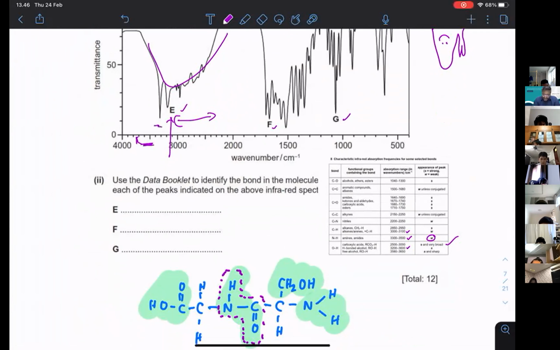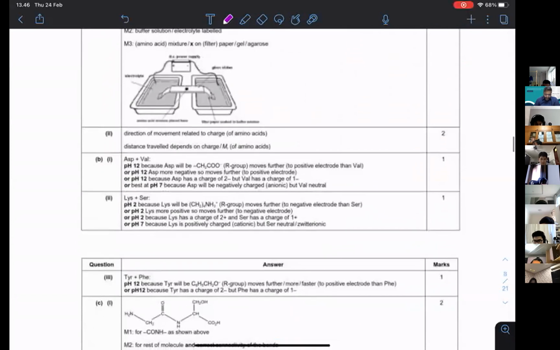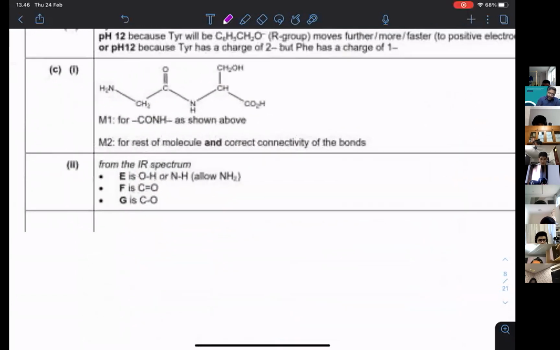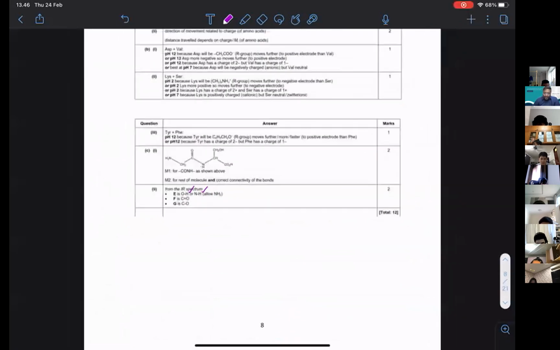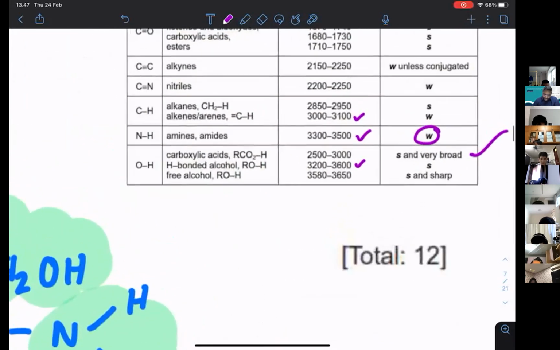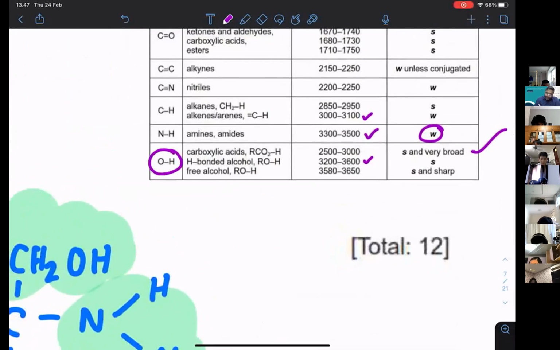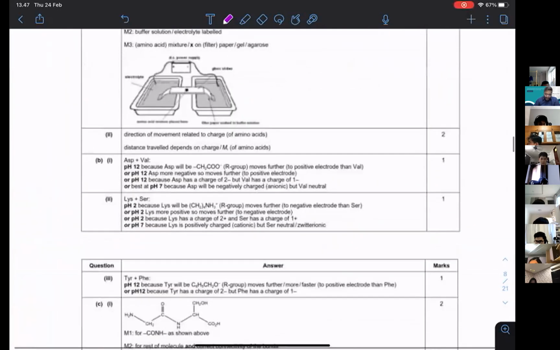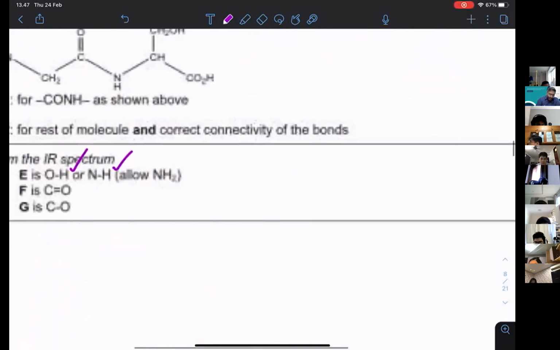So if I identify E, E belongs to what? If you look at the marking key, they are taking E as OH, the alcohol, and then they are taking NH also. They're taking OH or NH. So let's actually look at the data here. You can select which one you want, either NH or OH. They didn't specify which one, carboxylic acid or alcohol, but here they just say it's just OH.